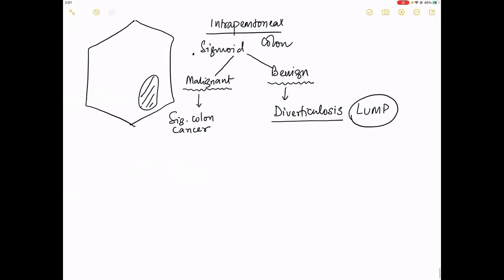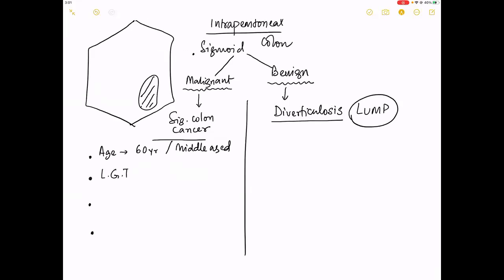Now, what are the features of sigmoid colon cancer? What is the age group of a patient? 60 years on an average. In India, it can happen in the middle-aged. What is the characteristic feature of these patients? Lower GI bleed. And what is the consistency of the swelling? Firm to hard. Tender or non-tender? Non-tender.